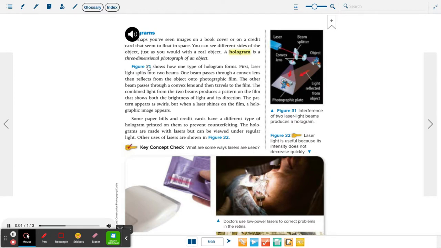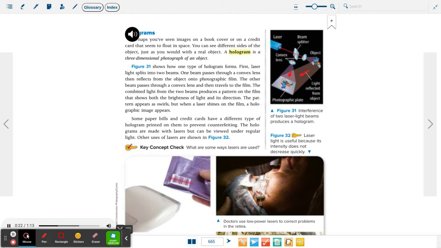Holograms. Perhaps you've seen images on a book cover or on a credit card that seem to float in space. You can see different sides of the object just as you would with a real object. A hologram is a three-dimensional photograph of an object. Figure 31 shows how one type of hologram forms.